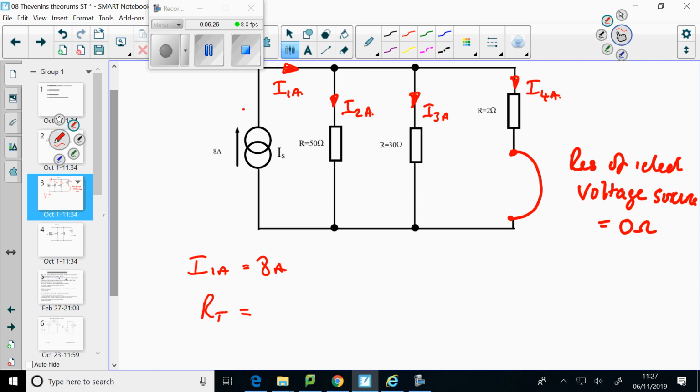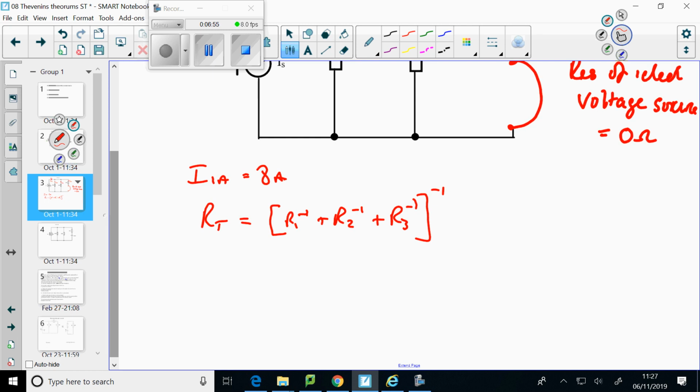That'd be all of them multiplied together over all of them added together. No, you can't do product over sum with 3. Oh, you have to do that. Okay. R1 to the minus 1 plus R2 to the minus 1 plus R3 to the minus 1, all to the minus 1. Yep, remember that one?